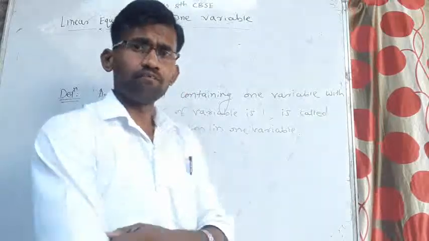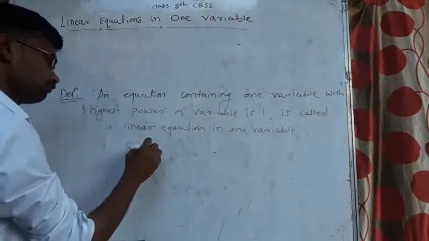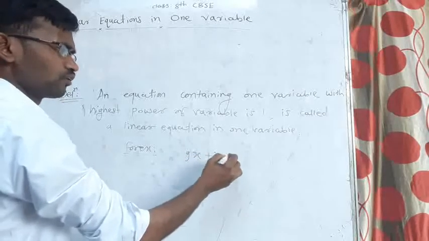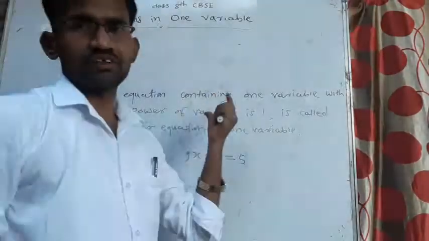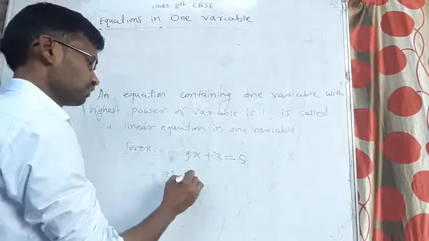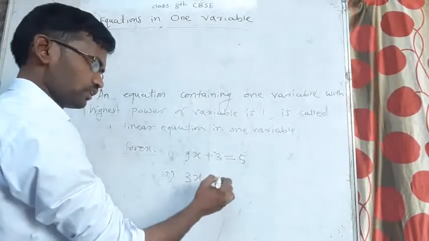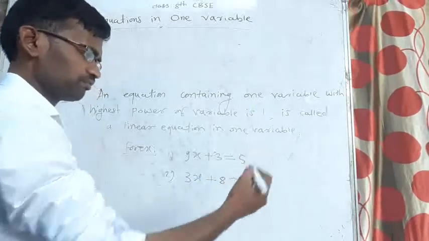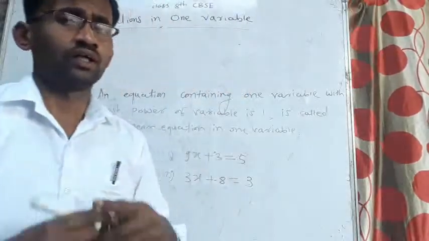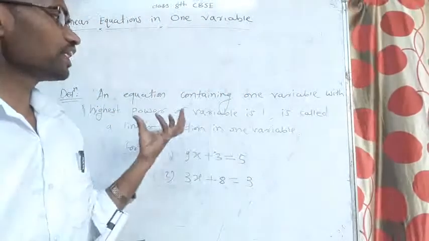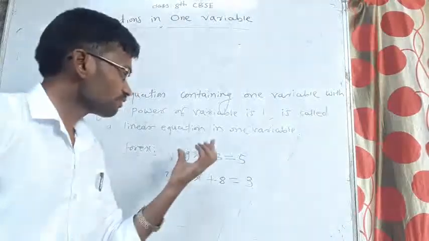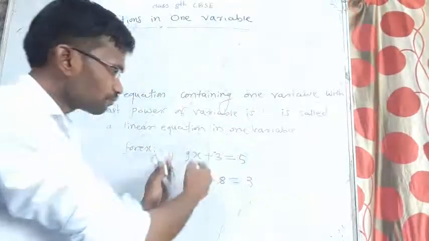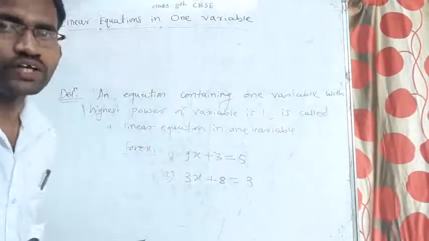For example, 9x plus 3 equals something. Equality sign should be there in equation. 3x plus 8 is equal to 3. You can write any example. These are the definition of linear equation in one variable. In this equation there is only one variable and the highest power of the variable is 1. So these are the examples of linear equation in one variable. Got it?